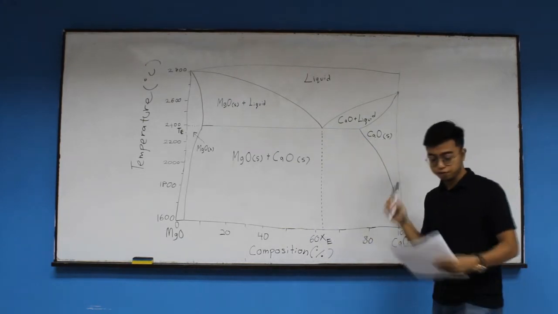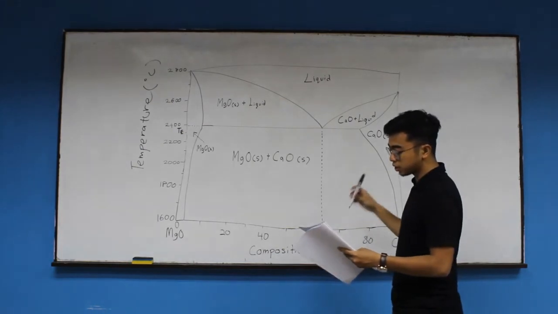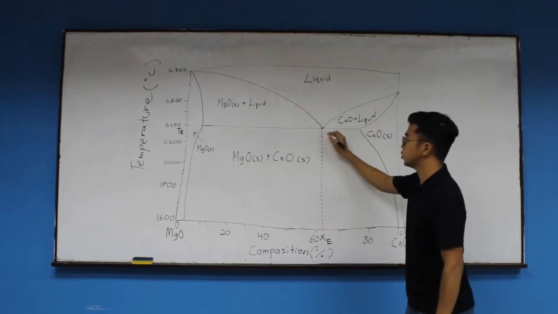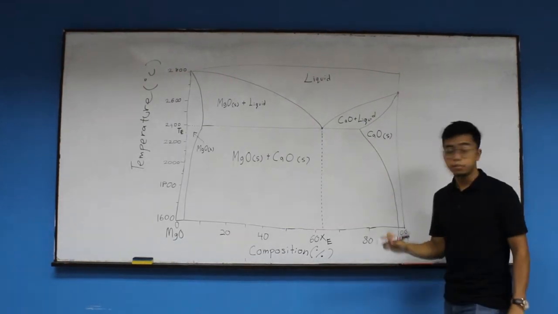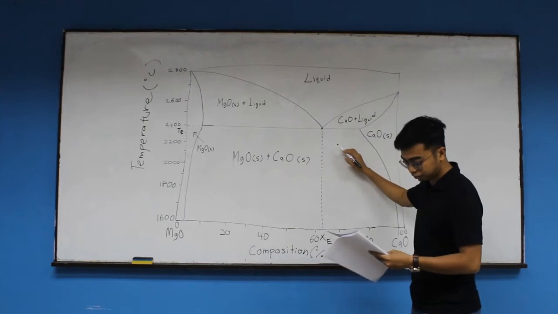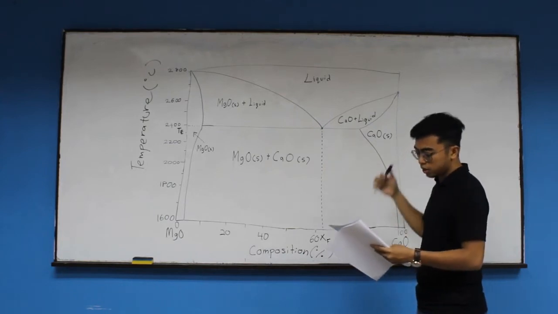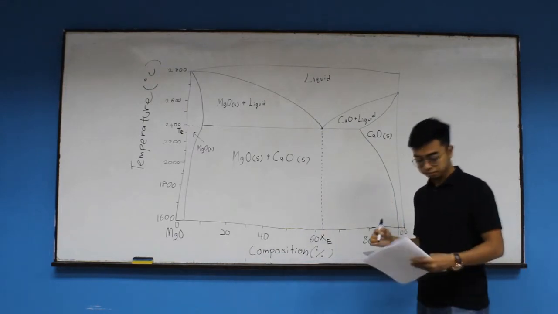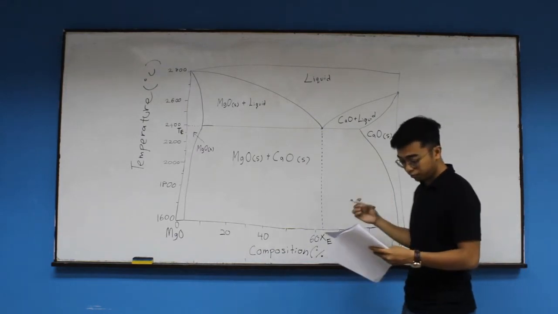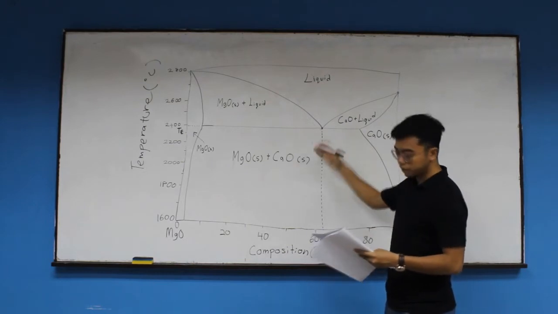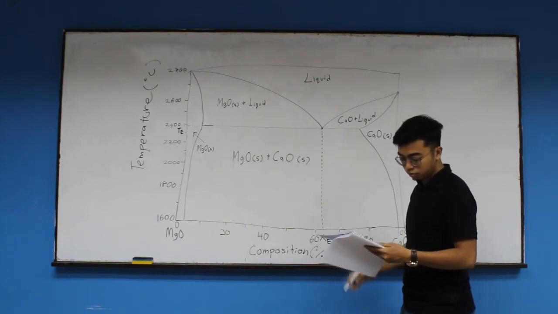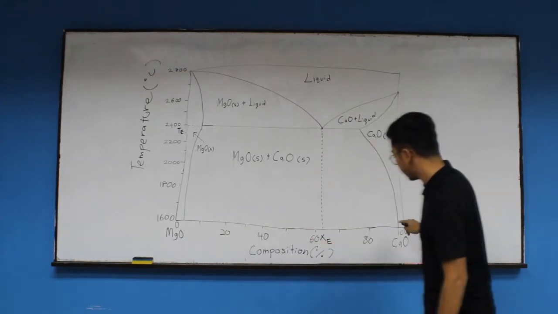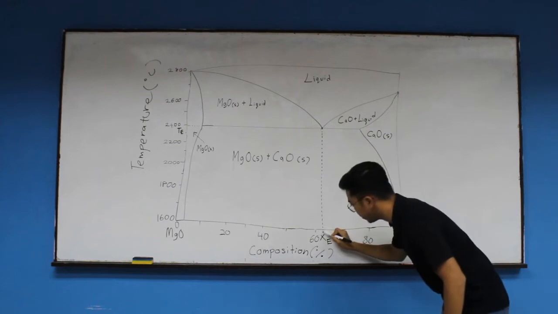The intersection of these liquidus curves is known as the eutectic temperature, or we can say the eutectic point. The eutectic point shows the lowest temperature at which liquid can exist. At the eutectic temperature, there are three phases, where we can see here that the eutectic composition of calcium oxide is at 65%.